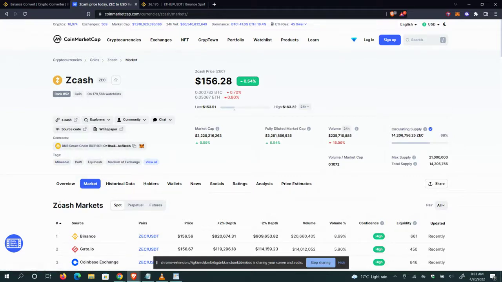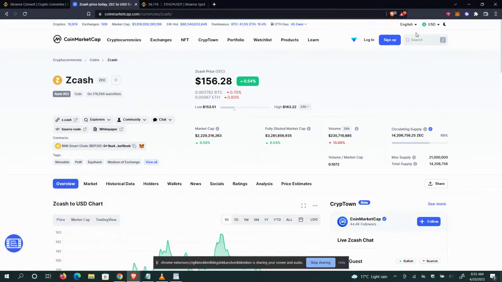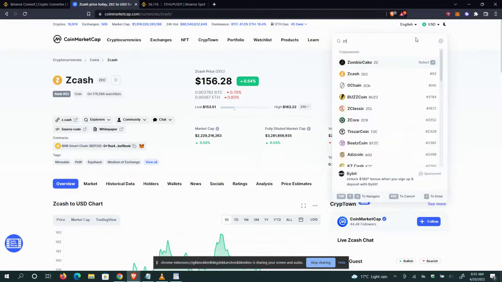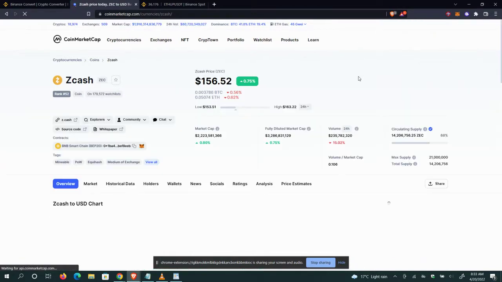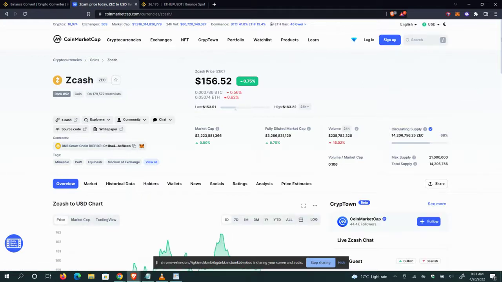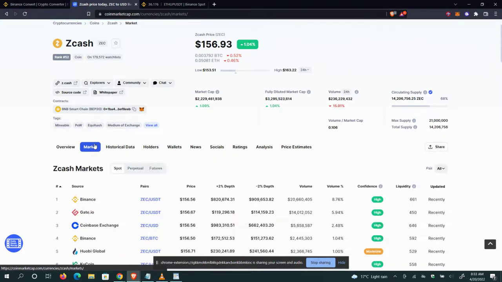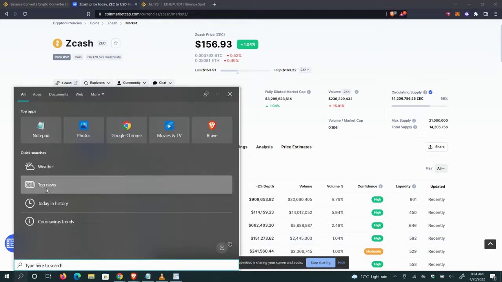This is the overview. Once you come, you type Zcash up here. Once you type Zcash, it brings you to this page. For you to see the places where the coin is being sold, you just come to market. That is how I was able to get here. Now this is the arbitrage opportunity I want to talk about. First of all, let me bring out a calculator.